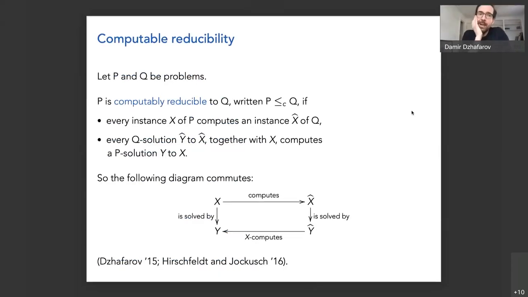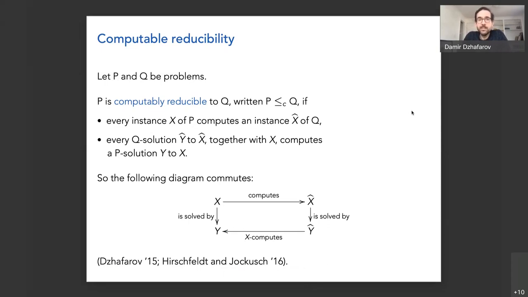So let's suppose we have problems P and Q. And again, I want to think of these as instance-solution problems. So problem P is an instance-solution problem in this sense: it has a set of instances, and for each instance, a set of solutions, which may be many different solutions, right? There's a natural way to translate many theorems into problems like this, as we've seen in the example. But now let's talk about how one might reduce one kind of problem to another.